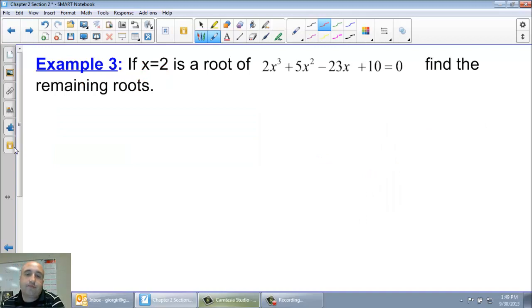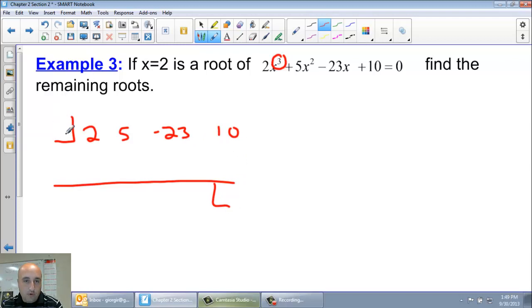Example 3. If x equals 2 is a root, so it's telling you 2 is a root, of 2x cubed plus 5x squared minus 23x plus 10, find the other roots. Okay, so this is what you do. To find the other roots, how many should there be? There should be 3 because this is an exponent of 3. This is how you do the problem. Okay, we're going to do synthetic division. So 2, 5, negative 23, 10.